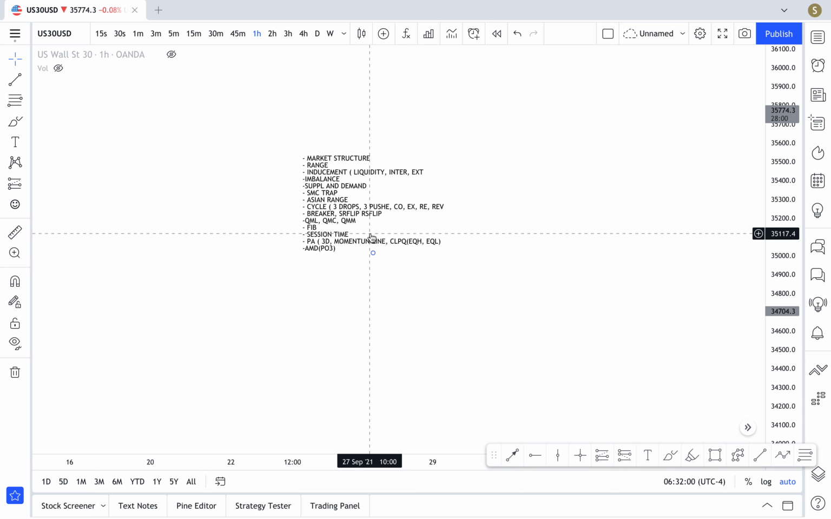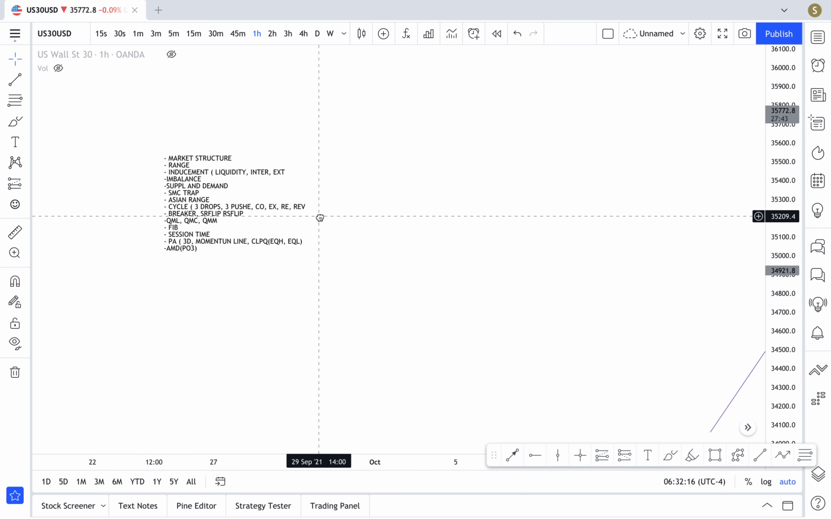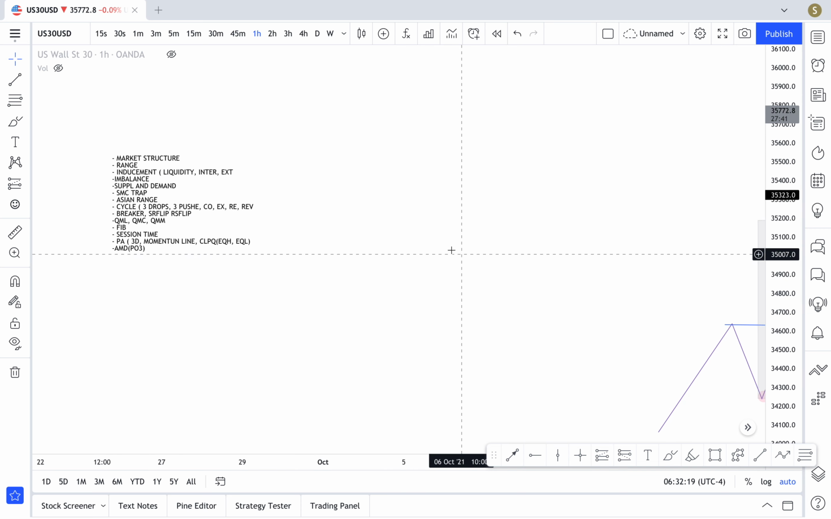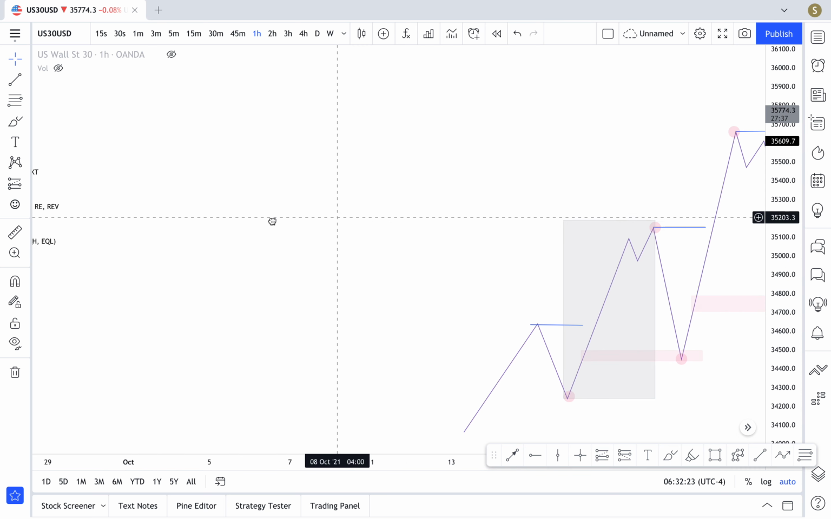So today the first thing I'm going to start with is market structure. I hope you're going to watch the video, practice, and also backtest it. Then from there I'll try to show examples here and there. Okay, let me talk about structure and range, because those two move together.